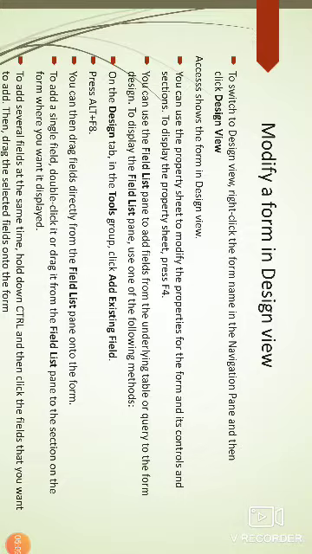To add a single field, double click it or drag it from the field list pane to the section on the form where you want it displayed. To add several fields at the same time, hold down Ctrl and click the fields that you wanted to add. Then drag the selected fields onto the form.